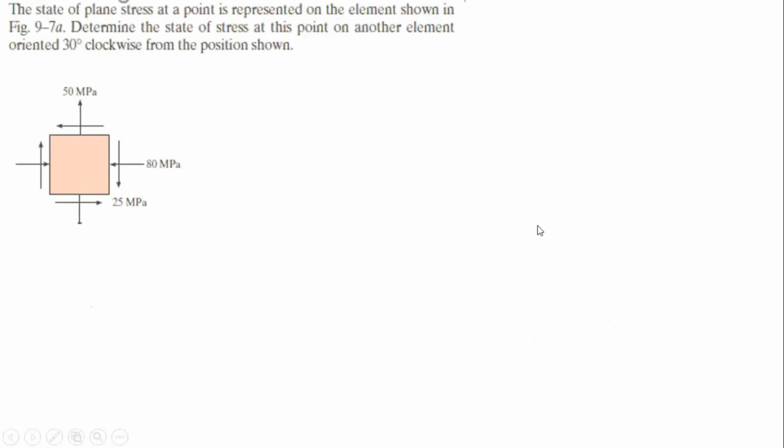So the state of plane stress at a point is represented on the elements shown in the figure. Determine the state of stress at this point on another element oriented 30 degrees clockwise from the position shown. So ito yung given nating stress element. So syempre first step, given, required, and then yung diagram. So no, for this type of example, no, kailangan nyo lang i-redraw itong stress element natin.